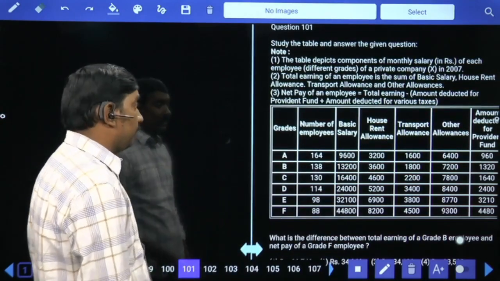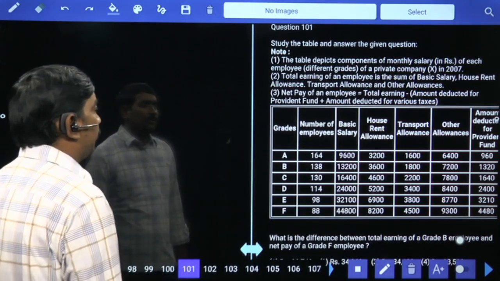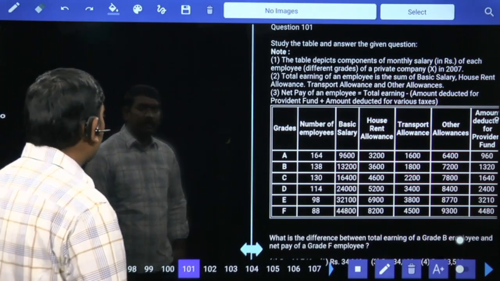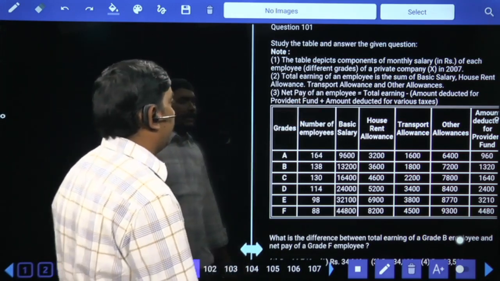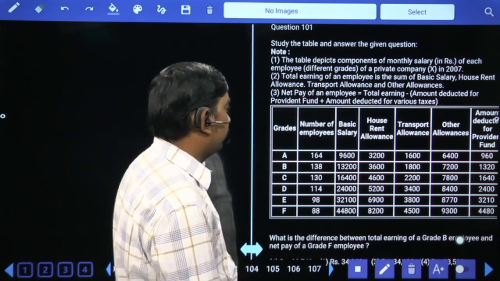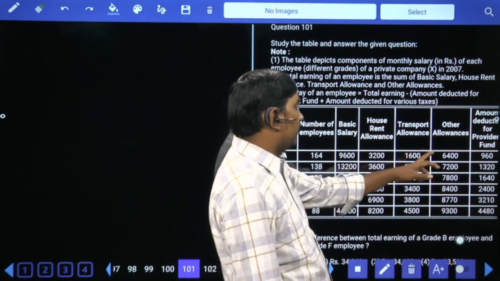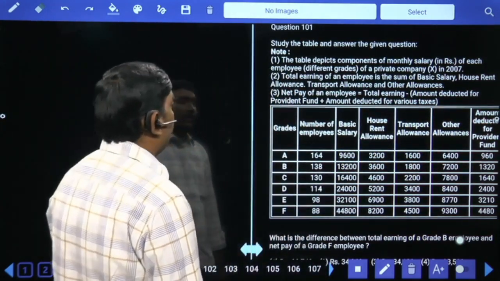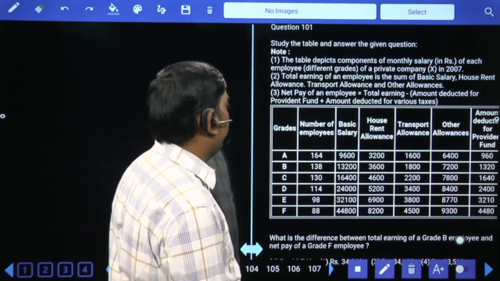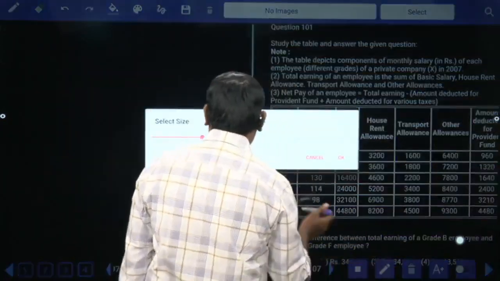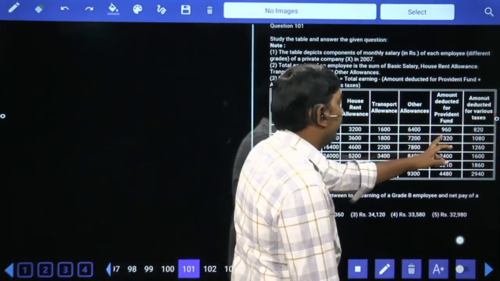Look at question number 101 onwards. The table depicts the components of monthly salary of each employee of a private company in 2007. Total earnings of an employee is the sum of basic salary, house rent allowance, transport allowance, other allowances. Net pay of an employee is total earnings minus the amount deducted for provident fund plus the amount deducted for various taxes. Various taxes means, still the table is there, guys, these two we need to subtract.